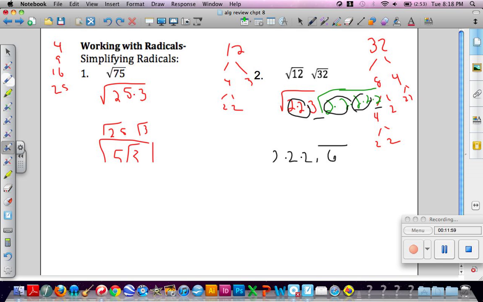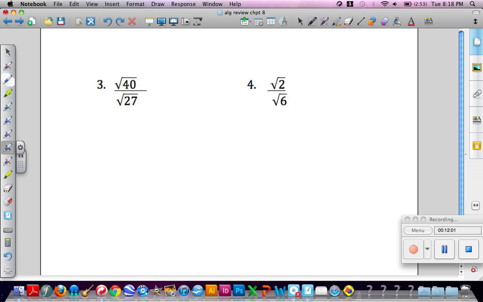All right, I'm going to move on. I'm not going to be able to do number 3. I'm going to look at number 4. I'm going to break this into 2. Root 2 stays root 2. I'm going to break root 6 into root 2 and root 6. Root 2's cancel. That's 1 root 6.